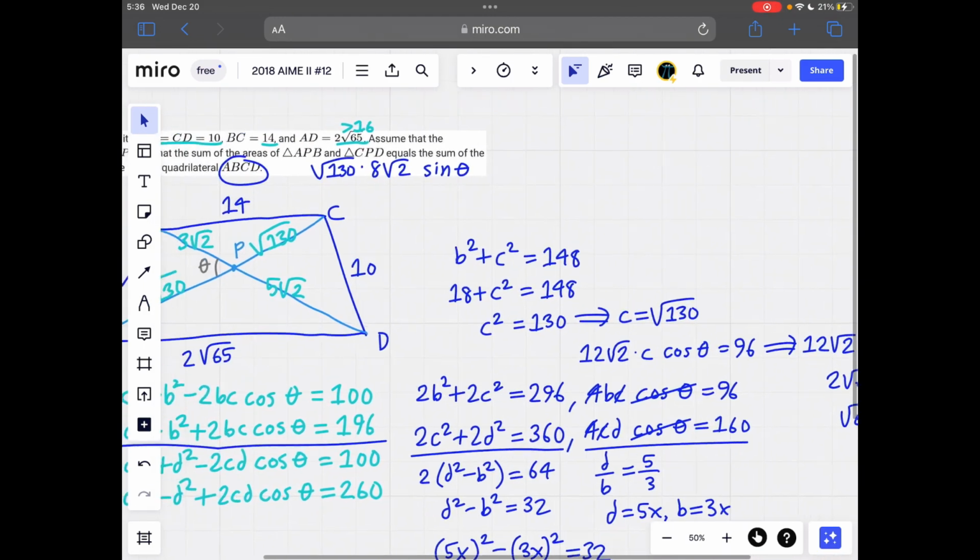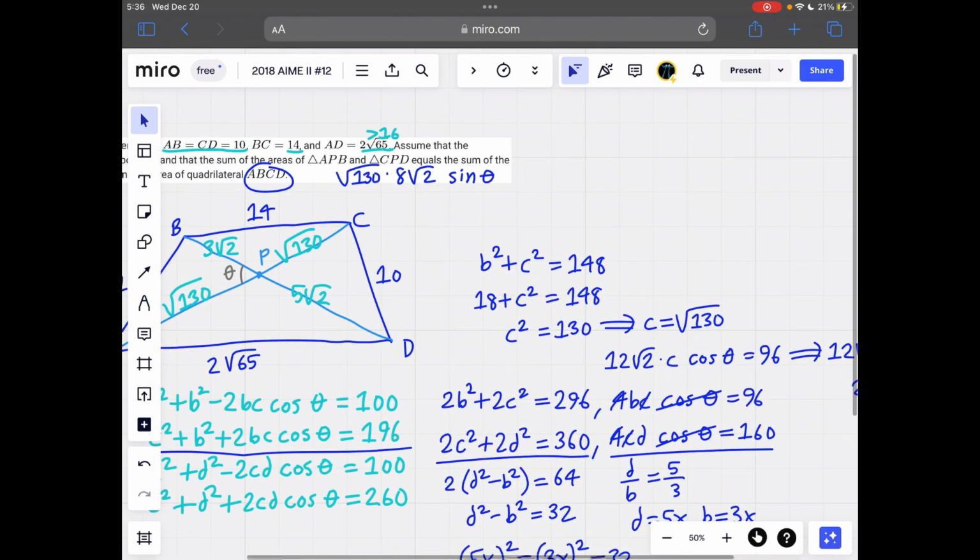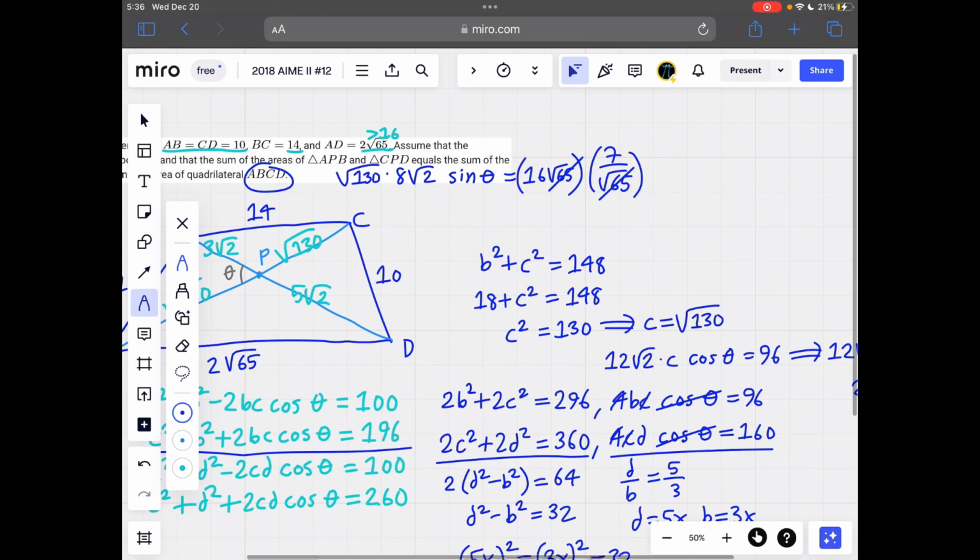Sine theta is equal to 7 over root 65, and using this expression for the area of quadrilateral ABCD, which we found, the square root of 130 times the square root of 2 is the square root of 260, which is 2 root 65. So 8 times 2 root 65 is 16 root 65. And then sine theta is 7 over root 65. The root 65s cancel out. We are left with 16 times 7, which is 112. And that's the area of quadrilateral ABCD.